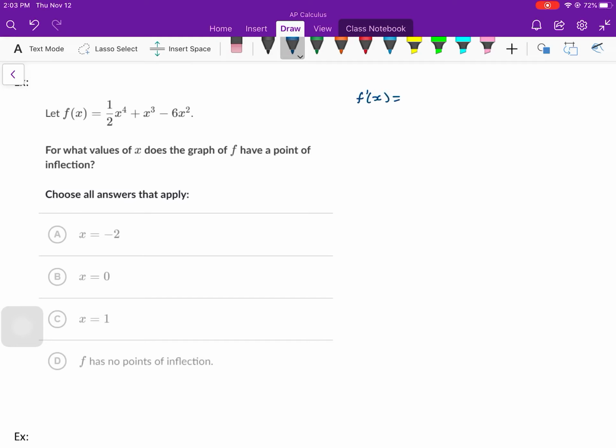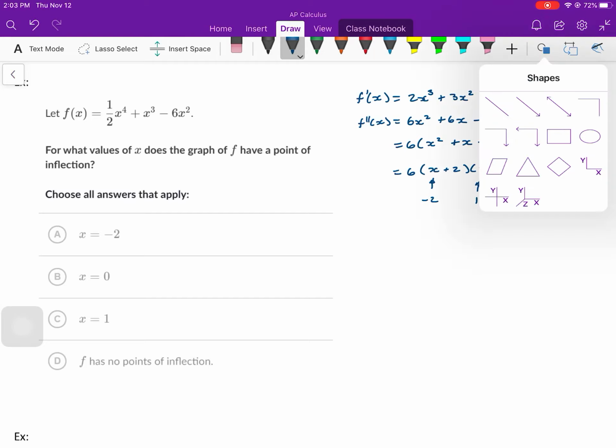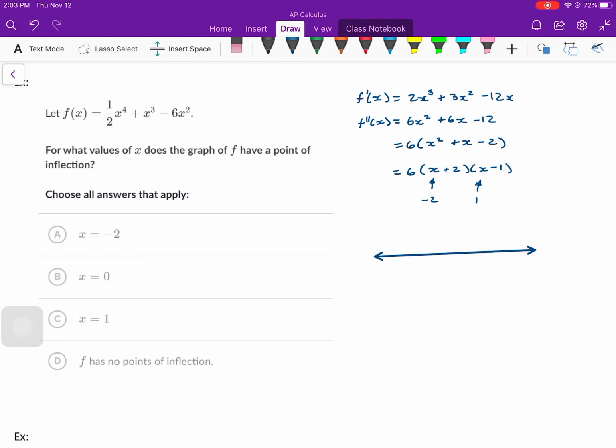So f prime of x is going to be 2x cubed plus 3x squared minus 12x. So f double prime is going to be 6x squared plus 6x minus 12. Factor out the 6. Then do the diamond method, or whatever you want to call it: x plus 2, x minus 1. So negative 2 and 1 are the two places where we could have a point of inflection.